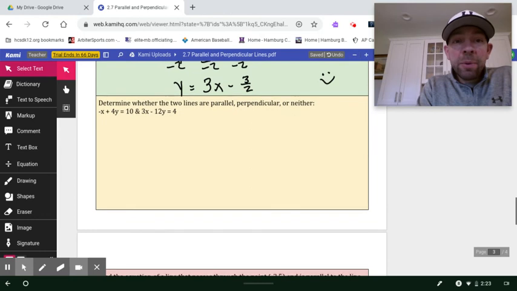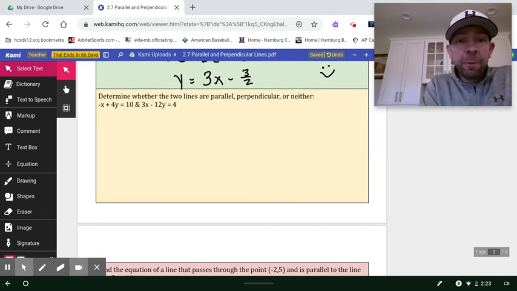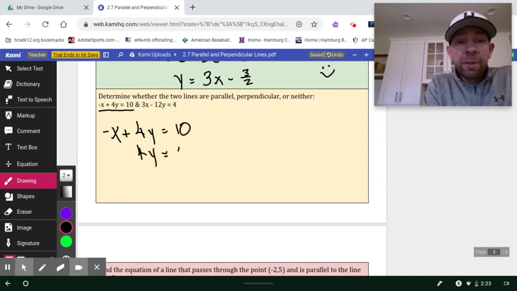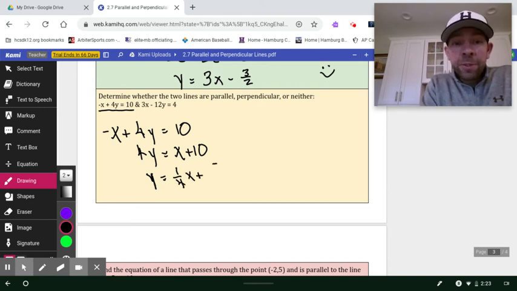In our next example, we've been given two lines and we want to determine whether they're parallel, perpendicular, or neither. So let's start with this first equation: negative x plus 4y equals 10. Let's add that x over, and let's divide everybody by 4. So I got y equals 1/4 x plus, now 10 divided by 4 is going to reduce to 5/2. So we do have a slope of 1/4.